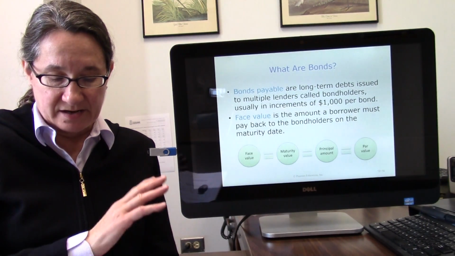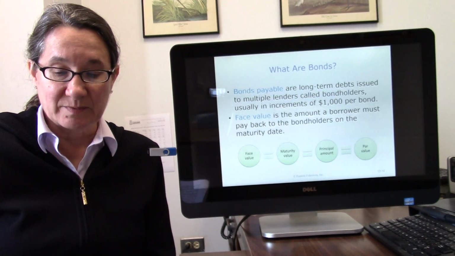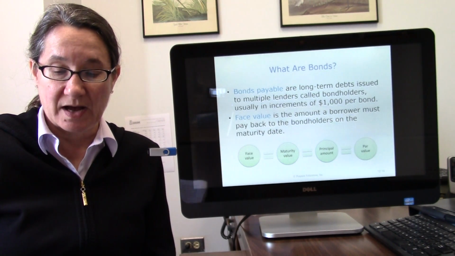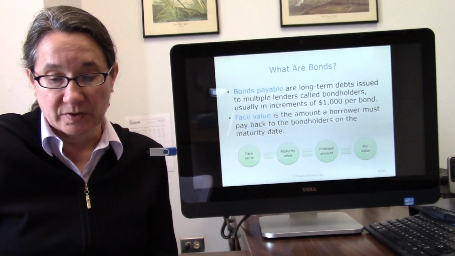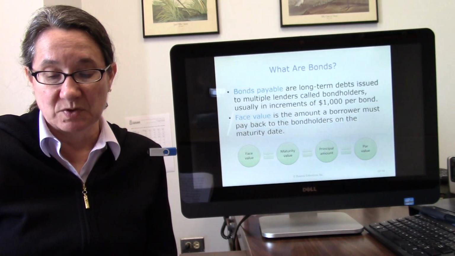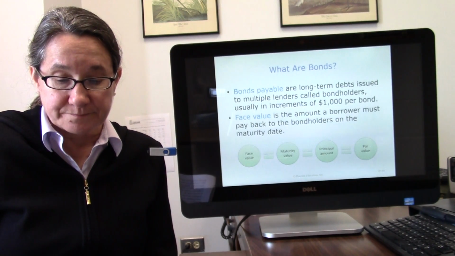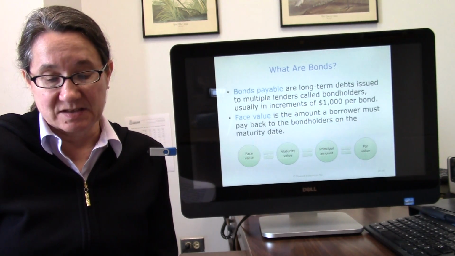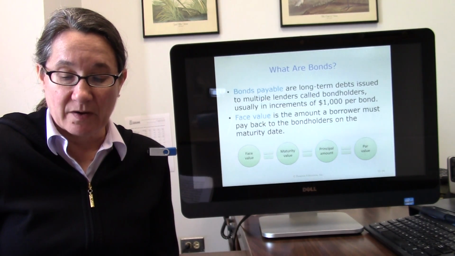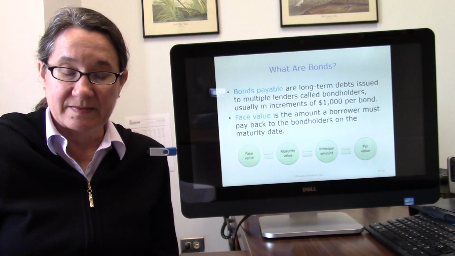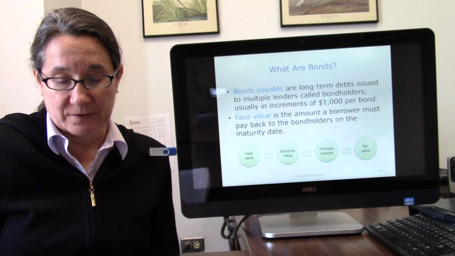Large companies need large amounts of money to finance their operations. They may take out long-term loans from banks and/or issue bonds payable to the public to raise the money. Bonds payable are long-term debts issued to multiple lenders called bondholders, usually in increments of $1,000 per bond. By issuing bonds payable, companies can borrow millions of dollars from thousands of investors rather than depend on a loan from one single bank or lender.